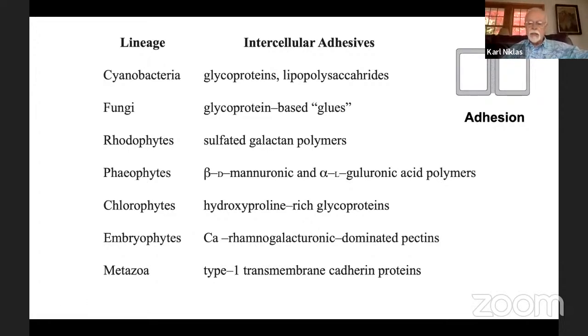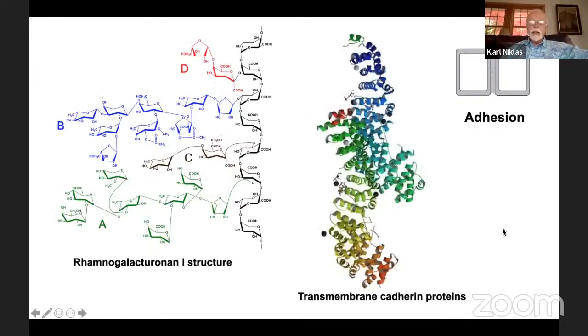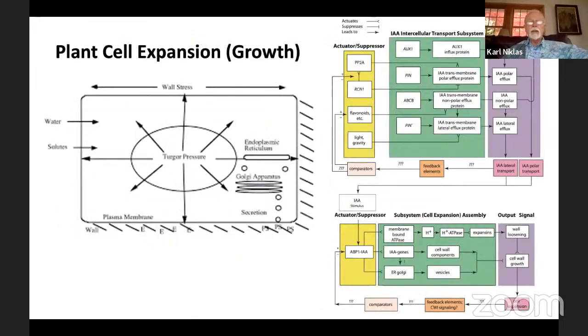You can just make a comparison here between what metazoans use, which are cadherin proteins, versus what land plants use. The embryophytes are land plants. They use rhamnogalacturonic-dominated pectins. So in one case, you use proteins, and in another, you're actually using carbohydrates. And these materials are quite different structurally. Nevertheless, this is the way the two largest multicellular groups of organisms achieve multicellularity.